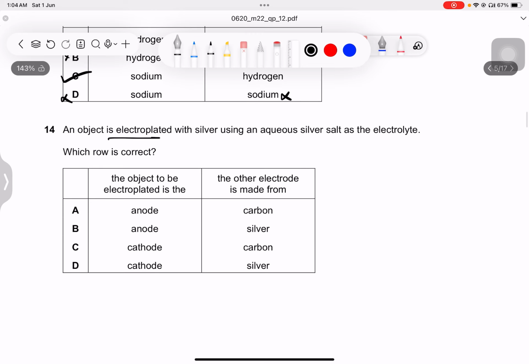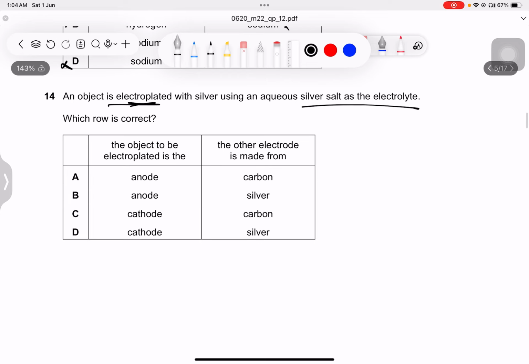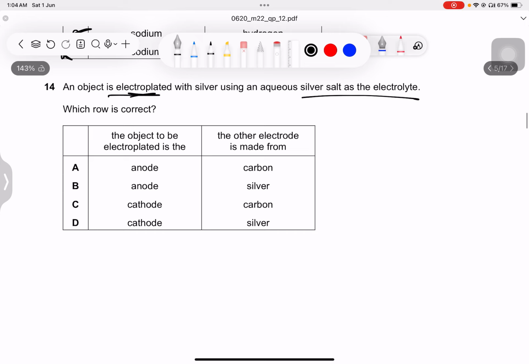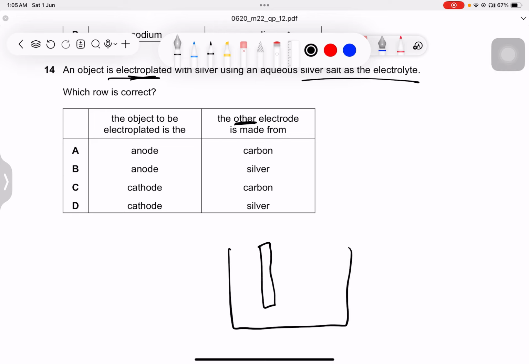Next, an object is electroplated with silver using an aqueous silver salt as the electrolyte. Which row is correct? The object to be electroplated is which electrode, and the other electrode is made from what? Okay, so we have it like this: one electrode, second electrode, power supply. If this is the power supply, this is the positive and this is the negative. So this is the positive electrode and this is the negative electrode.